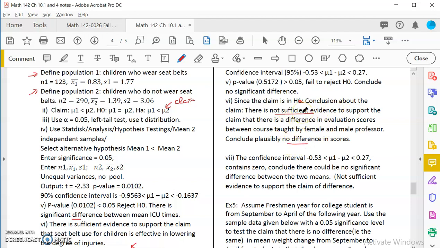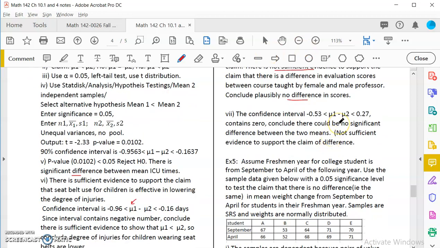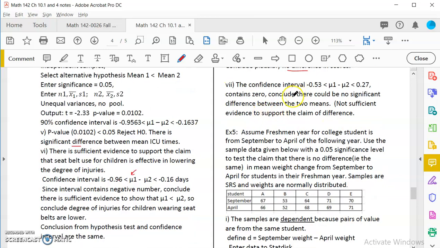Okay. So we can also look at the confidence interval. If there is a difference, what is the difference? It turns out the difference could be as low as negative 0.53, as high as 0.27, but it contains 0, so meaning there could be just no difference. So we say there is no significant difference. The sample does not support that there is a difference. So that is how you do it with data.